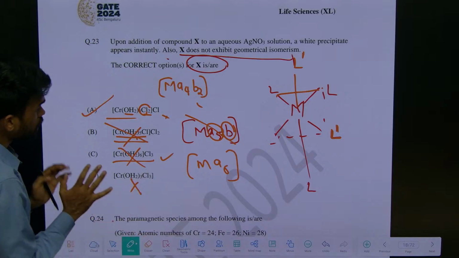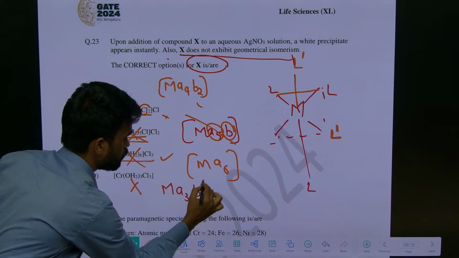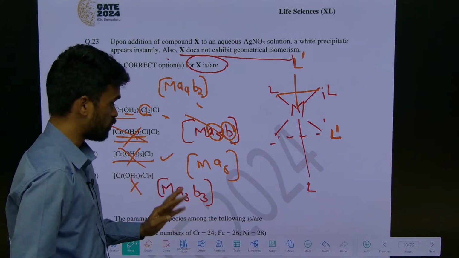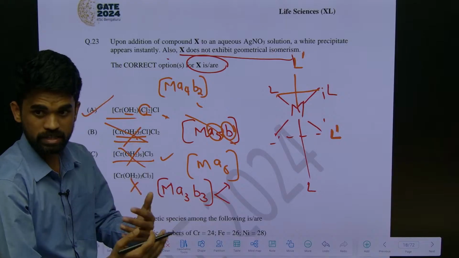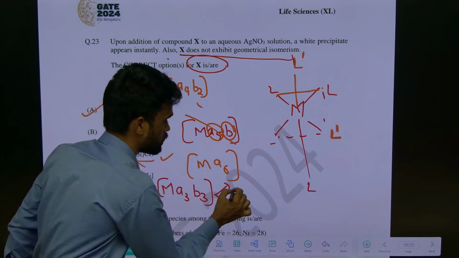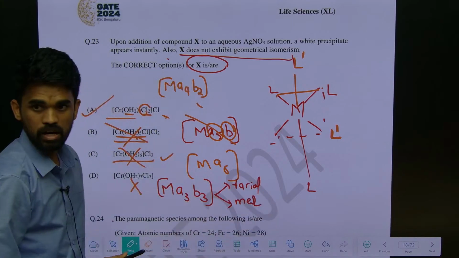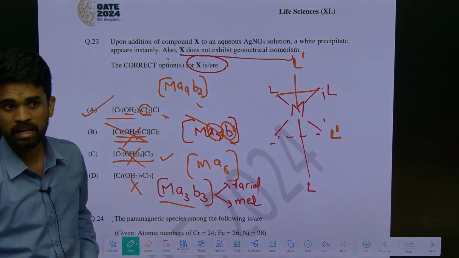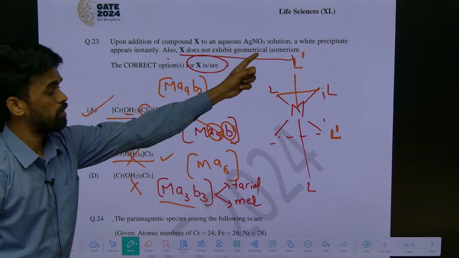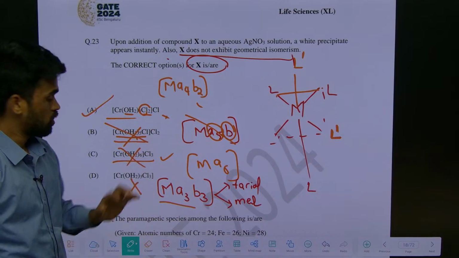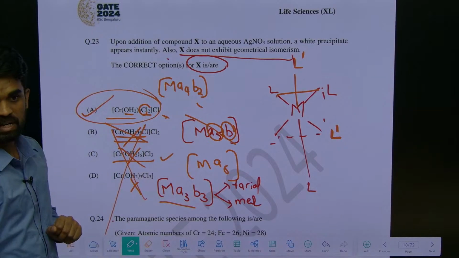Now see this one, MA3B3 type complex, right? Yes. Here we have one more concept, it will show geometrical isomerism. I am not choosing the answer, but adding an extra point. It will show geometrical isomerism, where facial and meridional isomers are formed. These are the two isomers possible for A3B3. Just remember this. But this accepts geometrical isomerism, so will it precipitate? It means we eliminated this previously itself. So ABC you just remove. Only A is the perfectly correct answer.